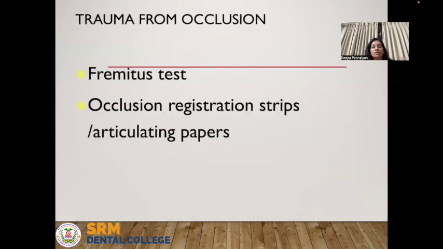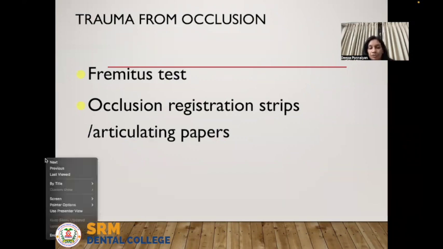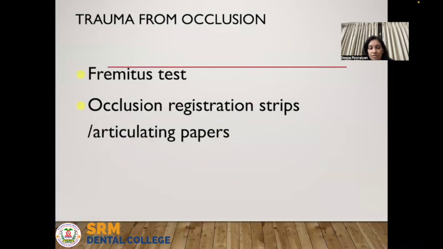Next, we check for something called trauma from occlusion. Now, you all know what trauma from occlusion is. It is the tissue injury that occurs when you have an excessive occlusal force. The test that we use for this is called the Fremitus test. The Fremitus test helps us to check for this trauma from occlusion. Of course, you can also use occlusal registration strips.